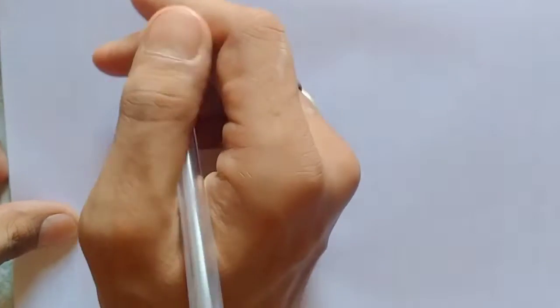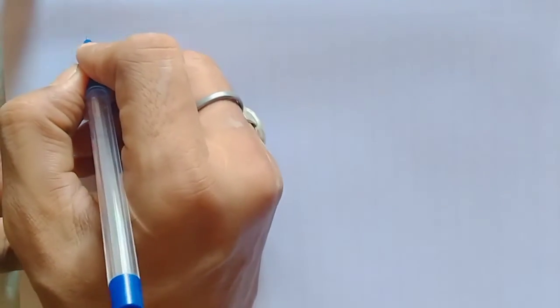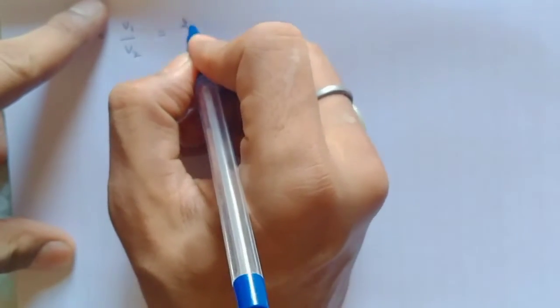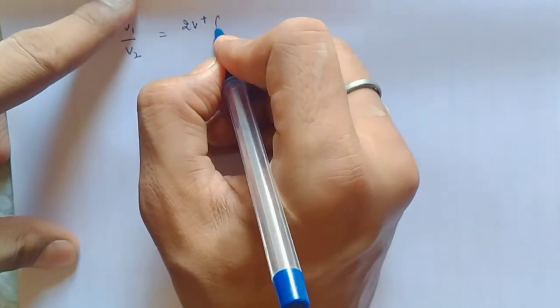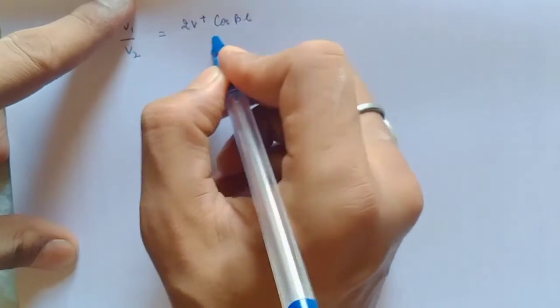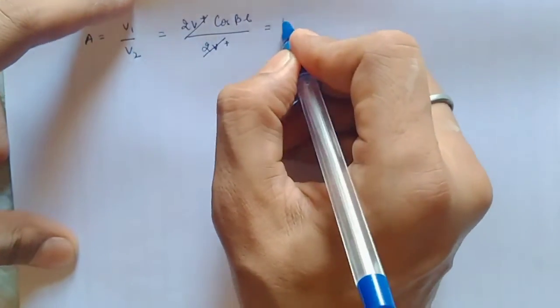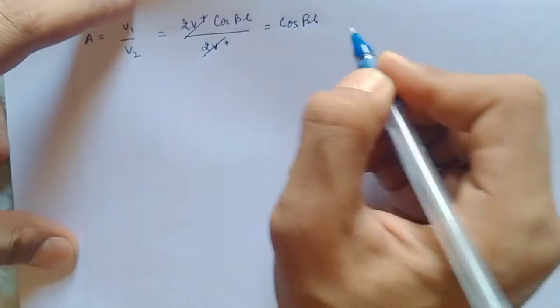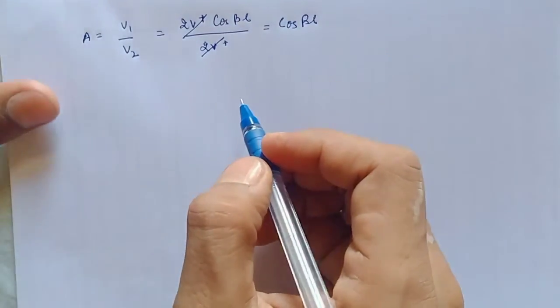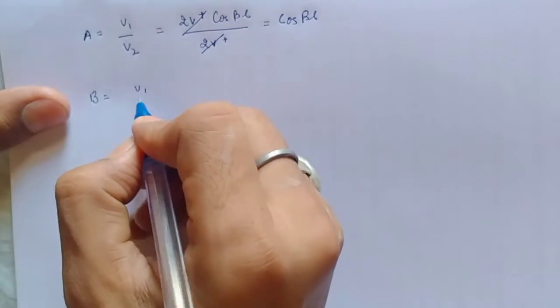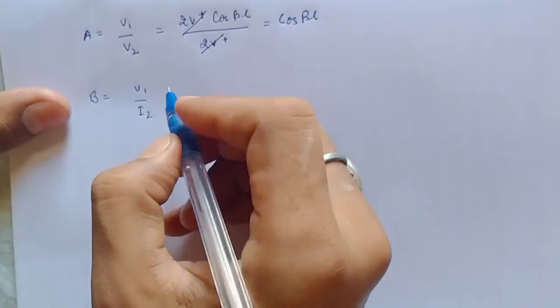So we got all the parameters. Now I'll write it here. A is equal to V1 by V2. V1 is nothing but 2V plus cos βl divided by 2V plus. So if we cancel out, we will get cos βl. This is my A. For B, we will get V1 by I2.